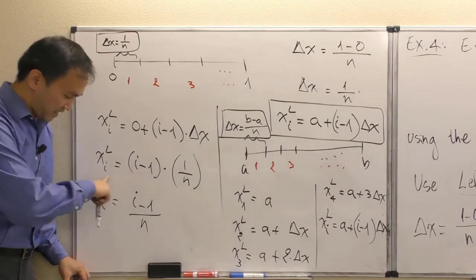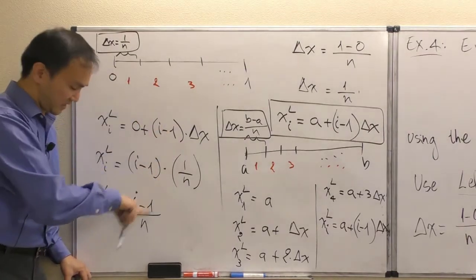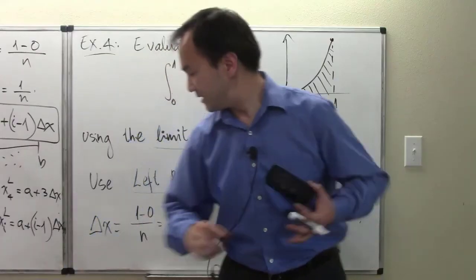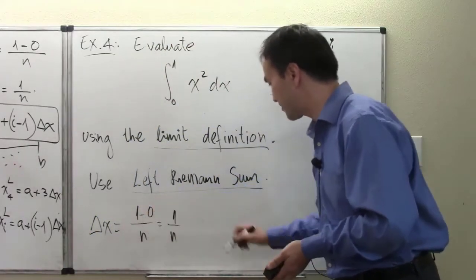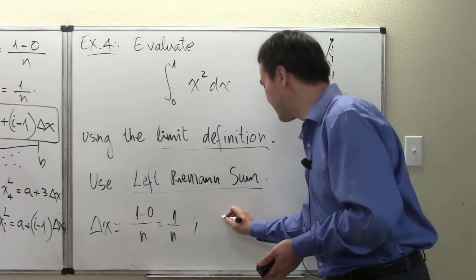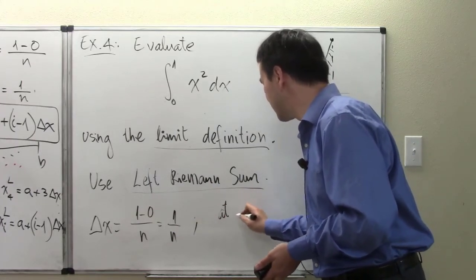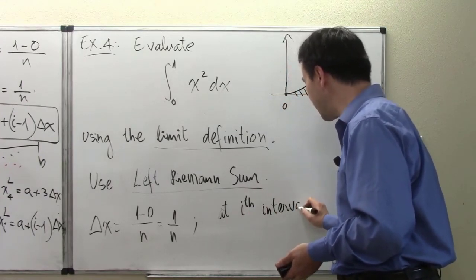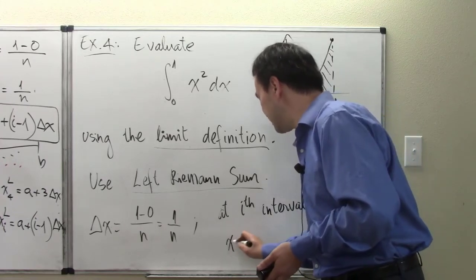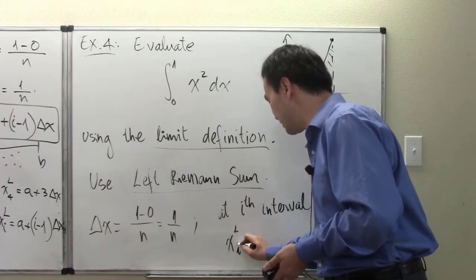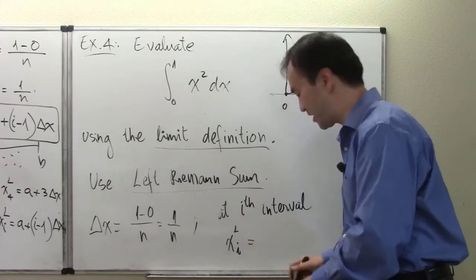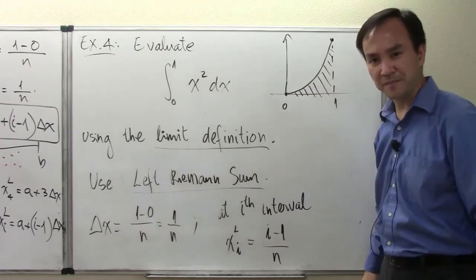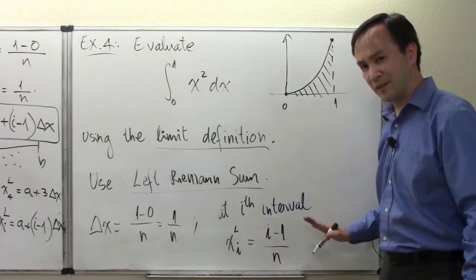And so now I can write this. All this here is just the reasoning. I can write this into my formal step. Once we know our delta x, then at any ith interval, our left endpoint on the ith interval is going to be determined by (i minus 1) over n. That's what it is. Okay, and so now we have almost all of that information.